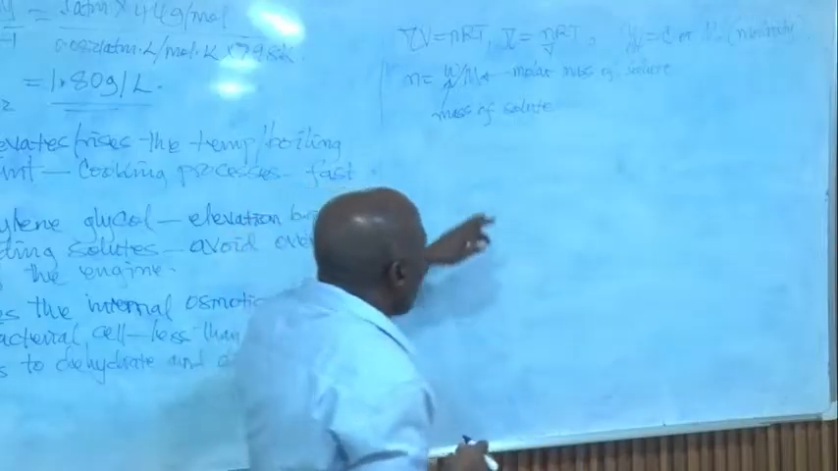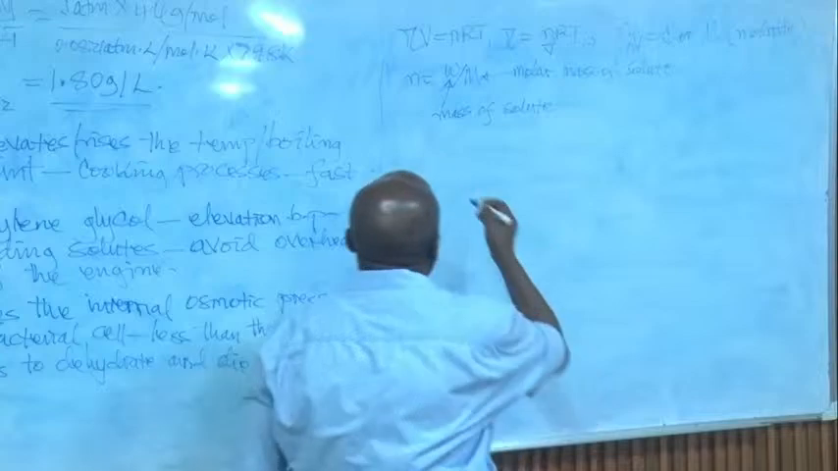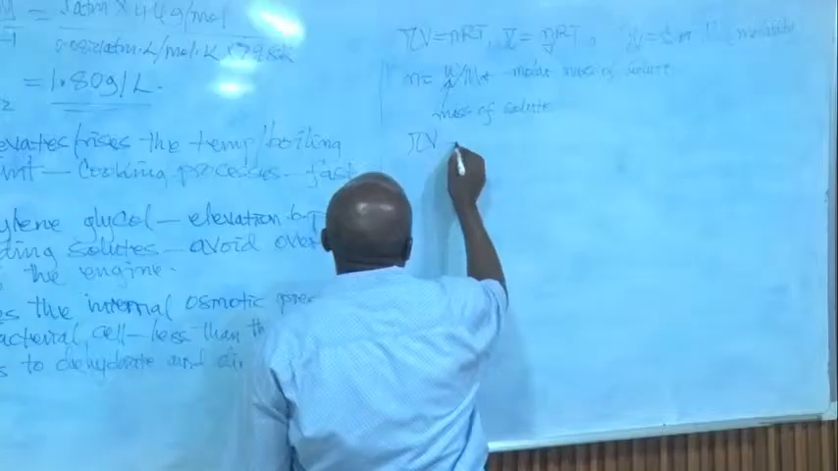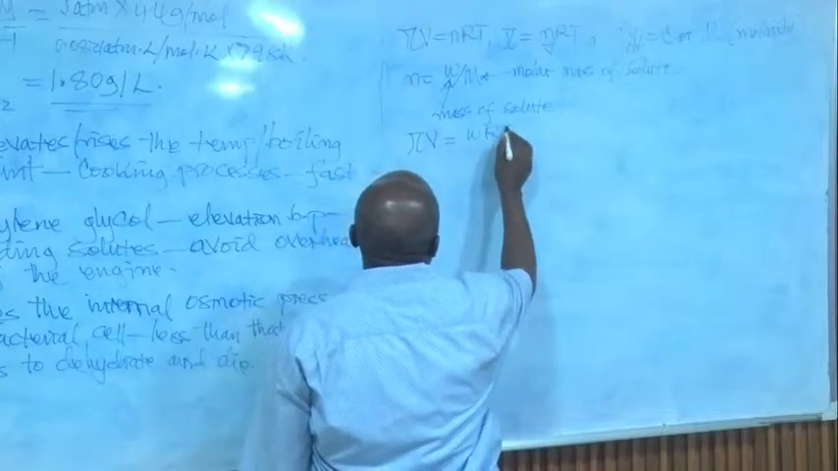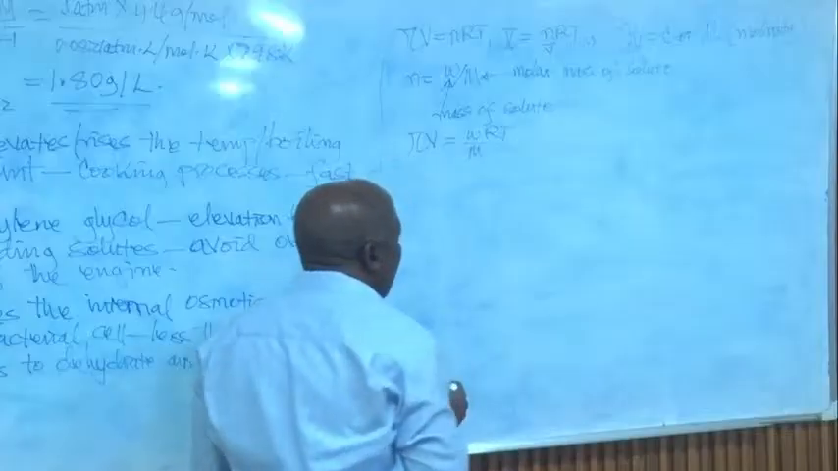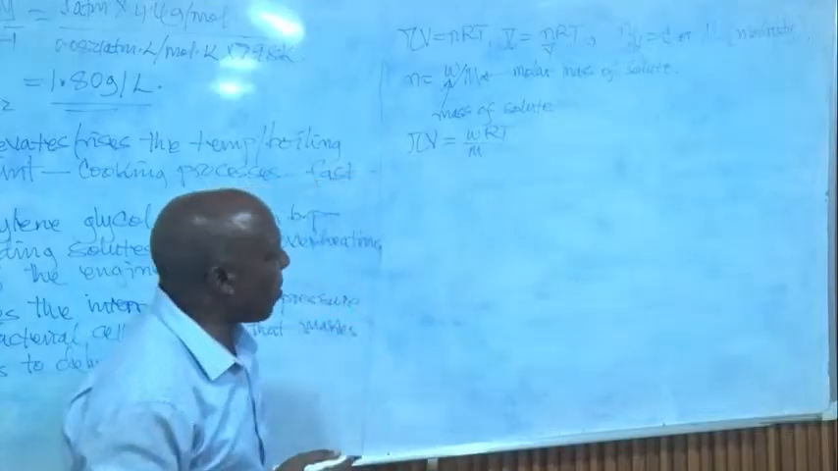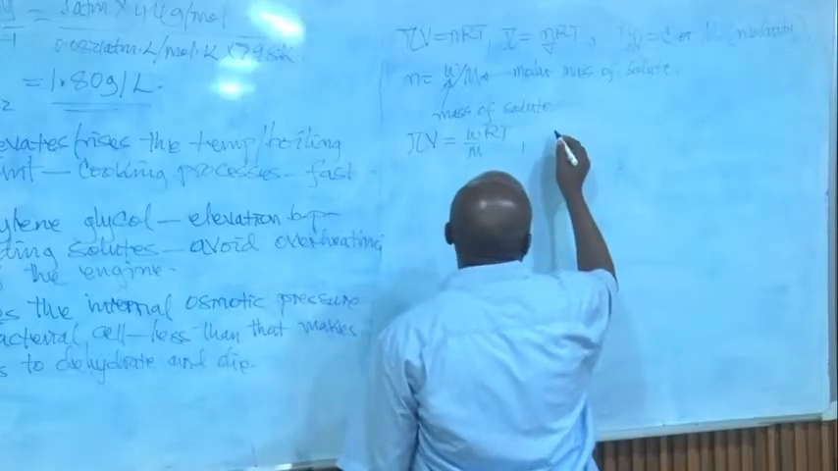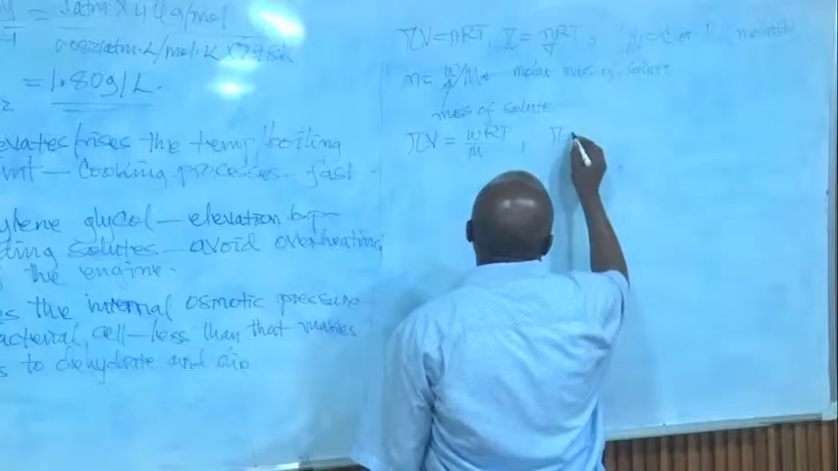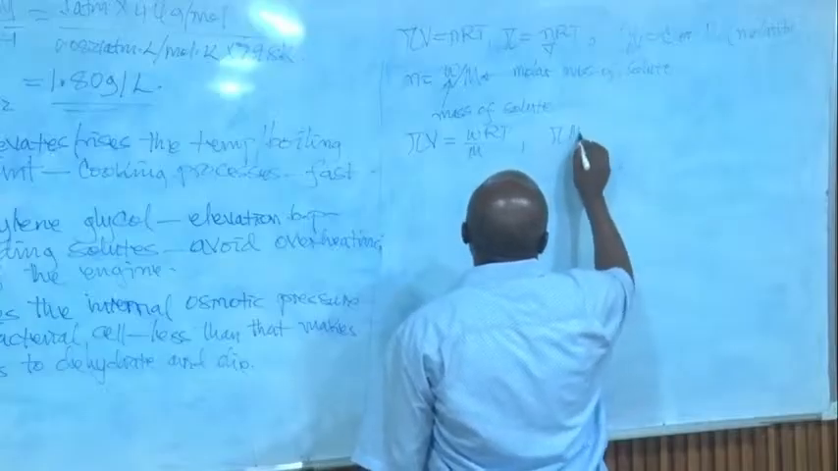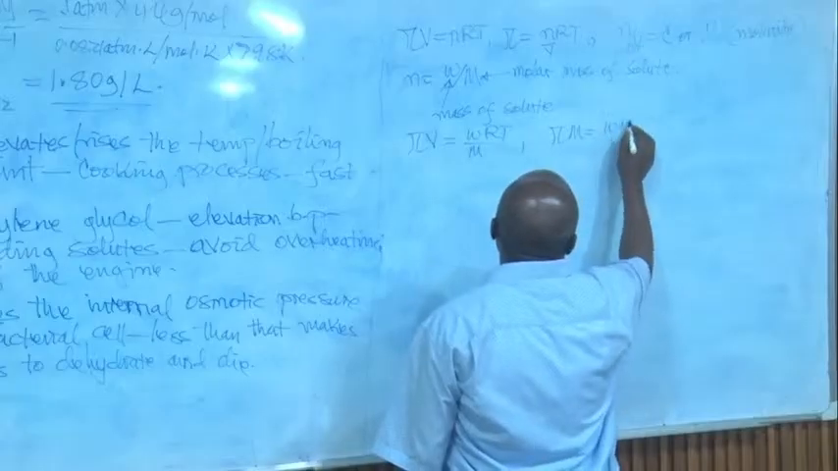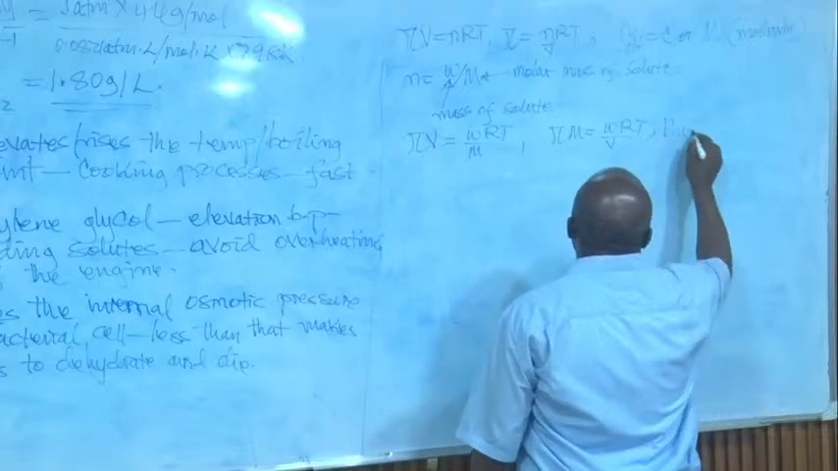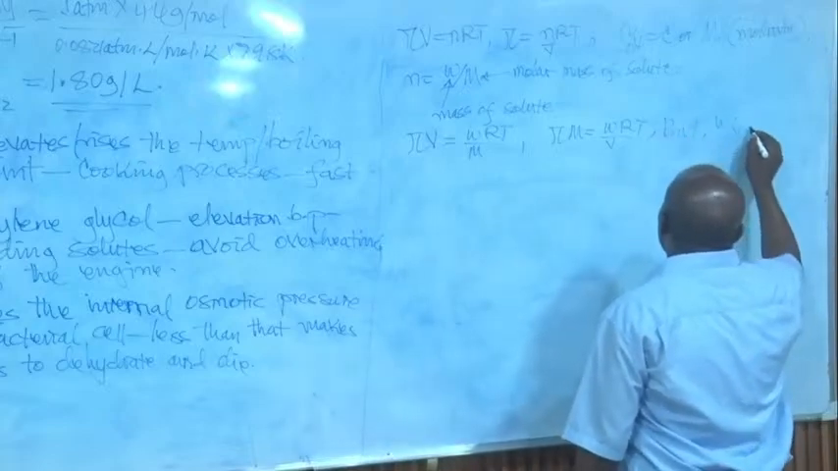Given. So we can now modify our equation to become pi V is equal to W RT over M. And the question is to calculate the molar mass of the organic compound. Rearrangement of the equation will be pi, then M is equal to W RT over V. But W over V is equal to density.